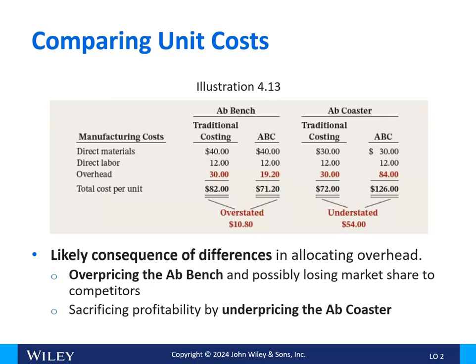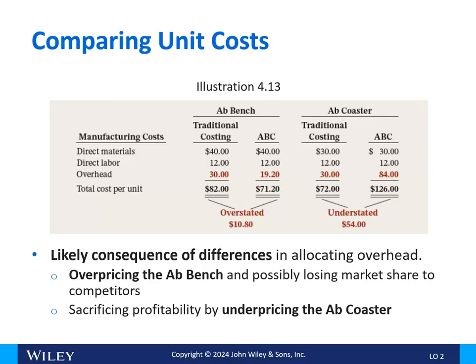What happens if we are using traditional versus ABC? We're probably overpricing the ab bench. We think we need to cover $82 of cost, but under ABC it's only $71.20, so we can price it lower and get the same margin. So we could possibly be losing market share to competitors.